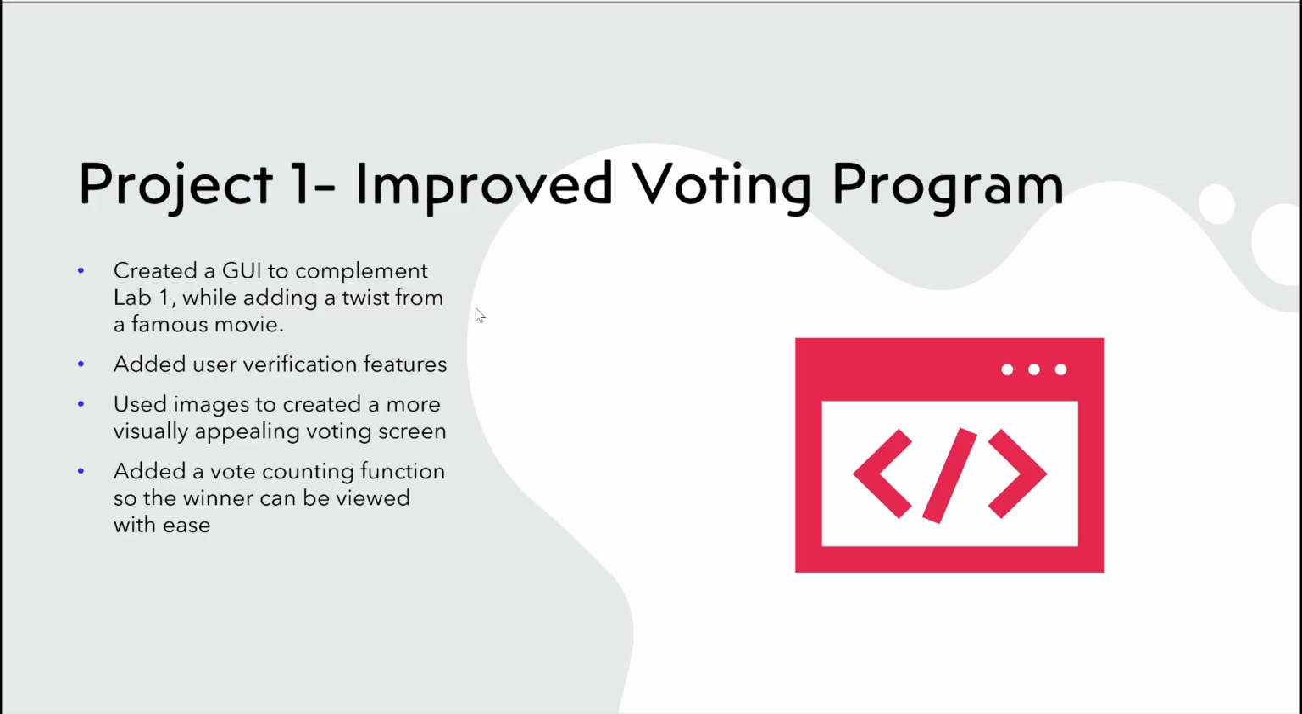So for my first project, I decided to go with an improved Lab 1, which is the voting lab, and add a GUI to it. I took this lab and decided, hey, what would be a fun way to put a twist on it? I decided to add characters from Napoleon Dynamite and their pictures to make the GUI look a little more pleasing to the eye.